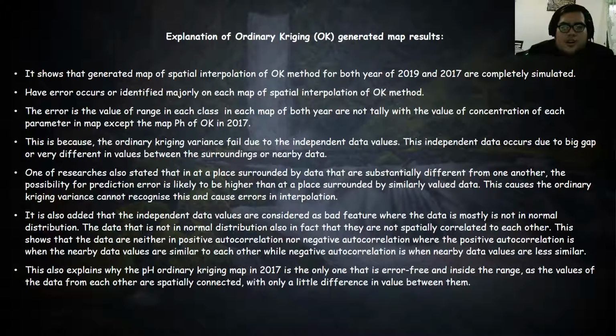However, as compared to IDW, errors occur or are identified majorly on each map of spatial interpolation of the ordinary kriging method. The error is that the value of the range in each class, for both years, does not tally with the value of concentration for each parameter in the map, except the pH map of ordinary kriging in 2017.